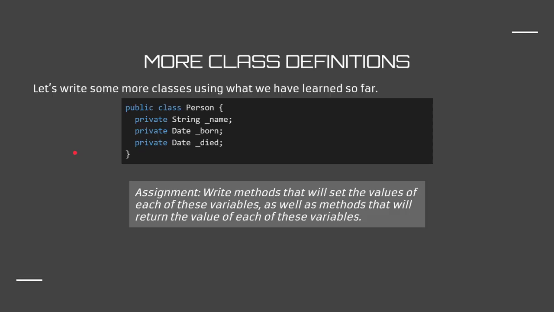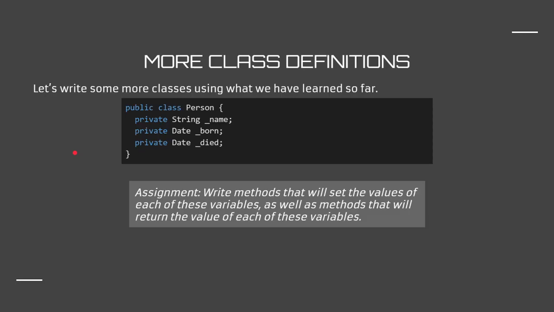So we're going to create a person class, which has a string name, a string born, a date born, and a date died. These are all going to be private, so you would have to use setters and getters. This is actually an assignment, so it's a bit like the labs. You're going to do it on your own, and then pause the video as you do it, and once you replay the video, I will do a walkthrough of this assignment.